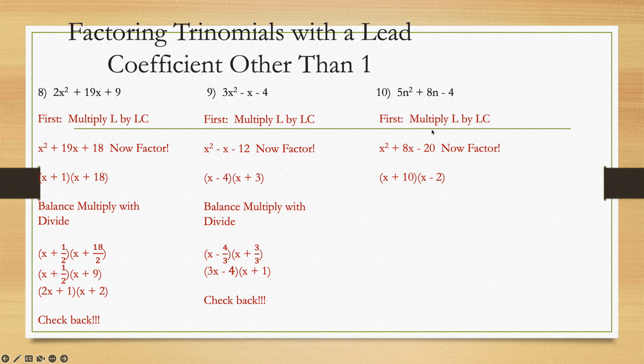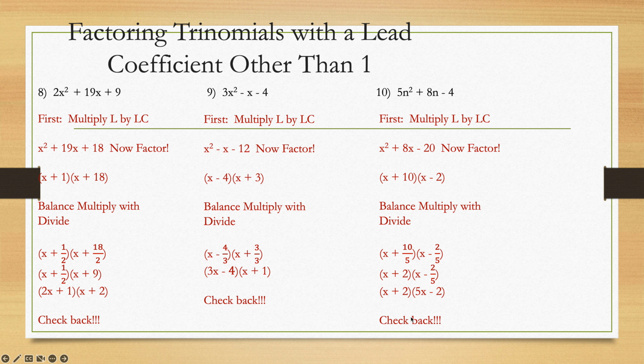Then, because I multiplied the 5 by the last term, I've got to come back in and divide by that 5. And that reduces: 10 over 5 is 2, and an elementary school trick on the other one. That gives me 5x minus 2. So x plus 2 times 5x minus 2.